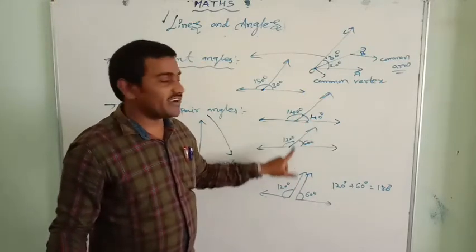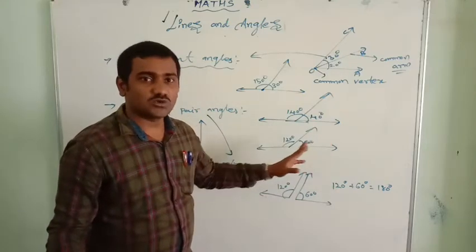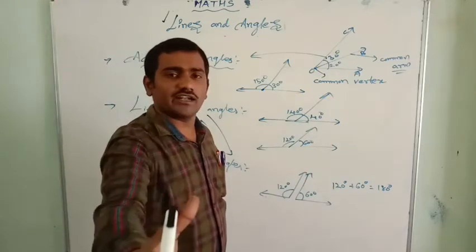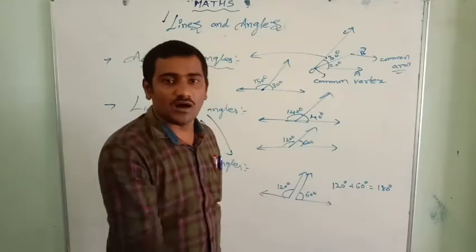They are supplementary angles only, 140 plus 40 degrees, 180 degrees. So, if you are adding two angles and getting 180 degrees, that is supplementary, no matter whether they have a common vertex or a common arm.